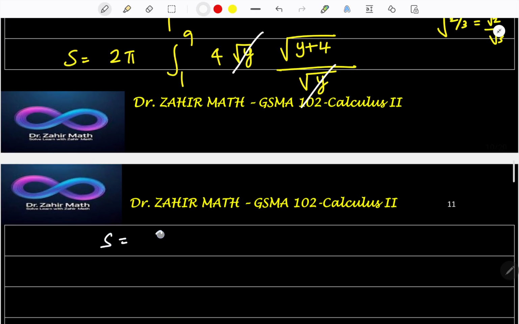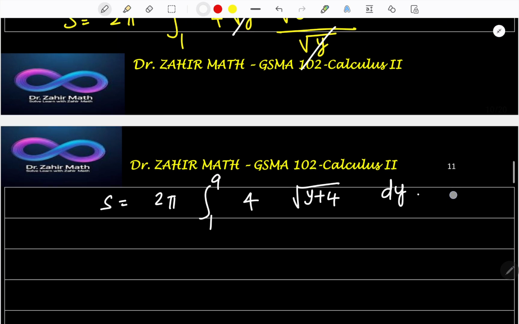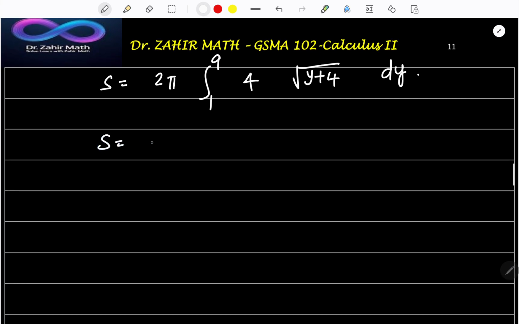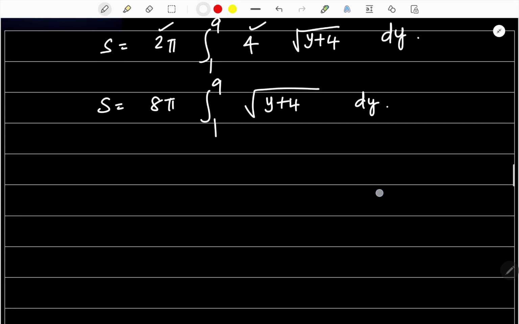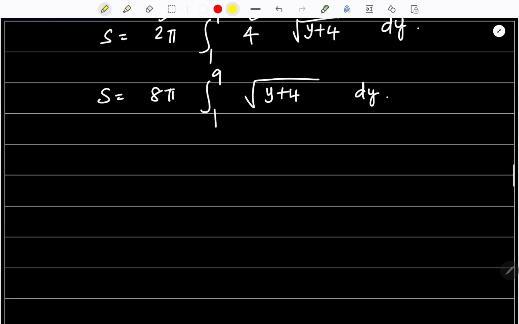So you will get S is equal to 2 pi integral 1 to 9, 4 times square root of y plus 4 into dy, right? So this 4, I'll take it out. S is equal to 4 times 2 is 8, integral 1 to 9 square root of y plus 4 into dy, right? Again the same idea, you go for the substitution method.